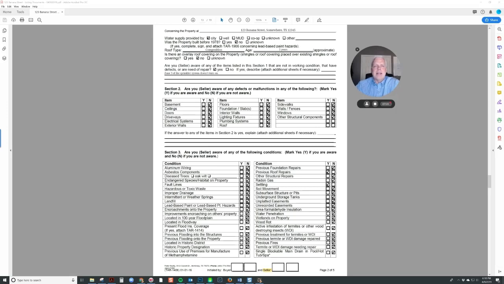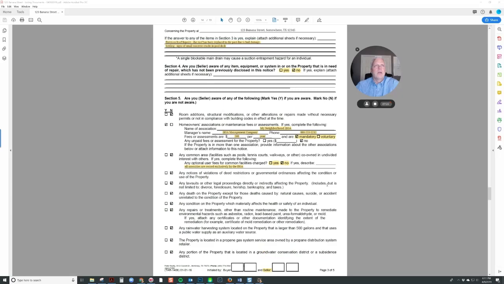On mine, I did answer yes to previous roof repairs because the roof had been replaced in the past. I also answered yes on settling, and that's just because you could see signs of small cracks that had happened. Not foundation movement, but just settling where the dirt had moved underneath the foundation. I explained those. This is the answer section of if you said yes to any of those, what that meant. And I went through and said previous roof repairs and also settling.